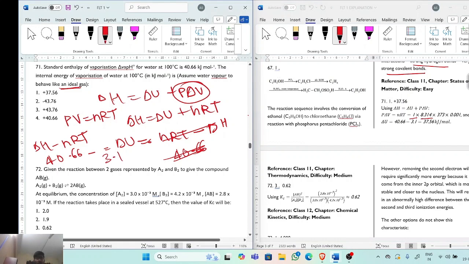Okay, so 40.66 minus 3.1, it will give the value of 37.56 kilojoule per mole. Okay, 37.56. So option number 1 is our correct answer.